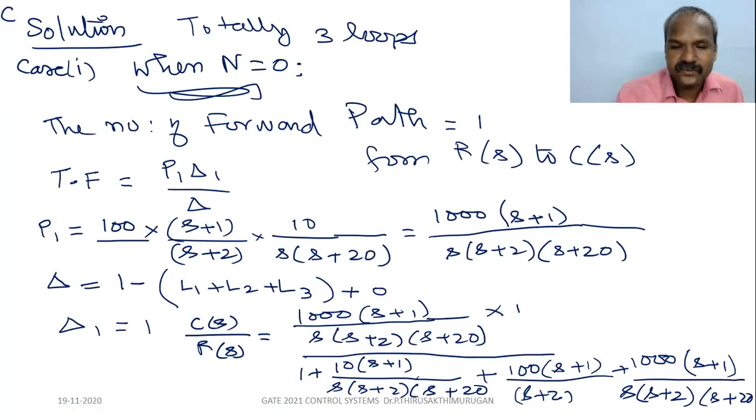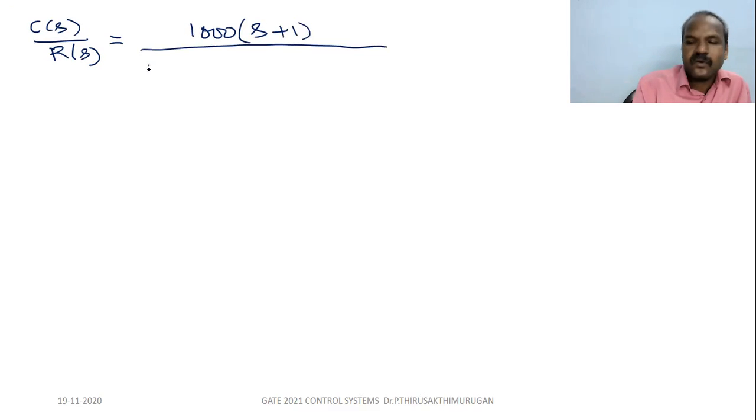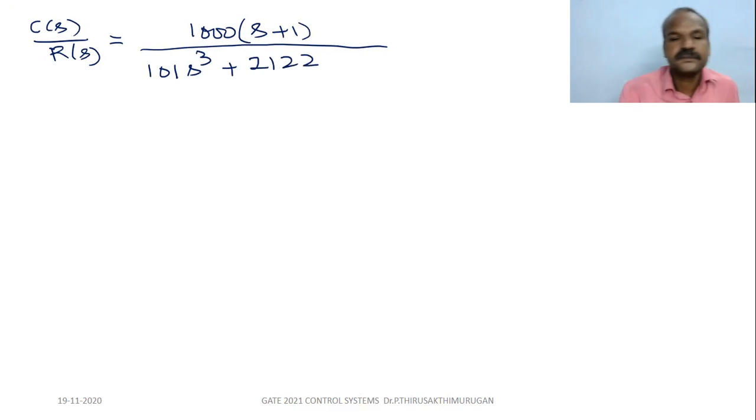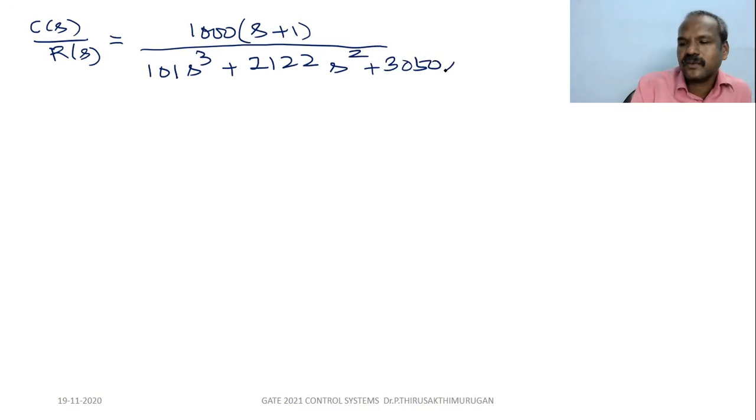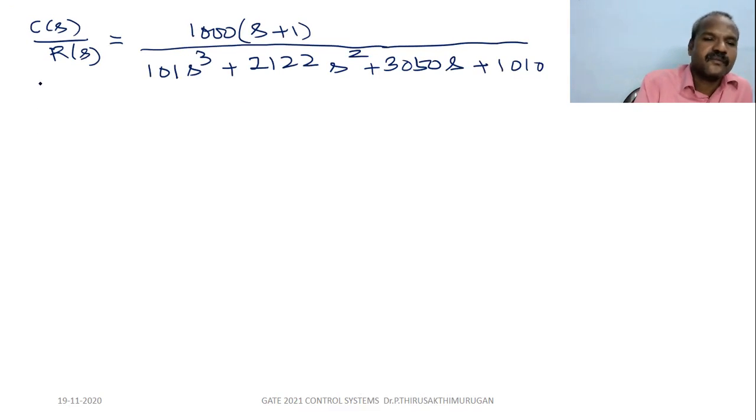S plus 20. If you take the LCM and cancel, you will get C of S by R of S equal to 1000 into S plus 1 in the numerator. The denominator is 101 S cube plus 2122 S square plus 3050 S plus 1010. So this is the solution for the first part.